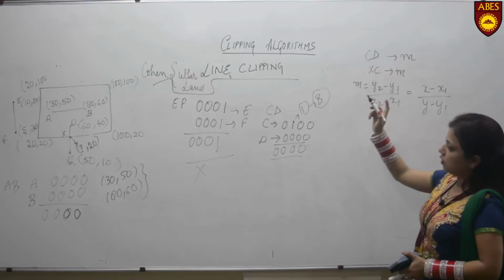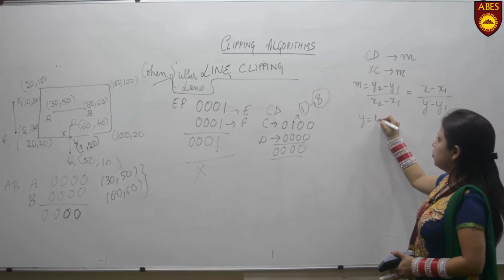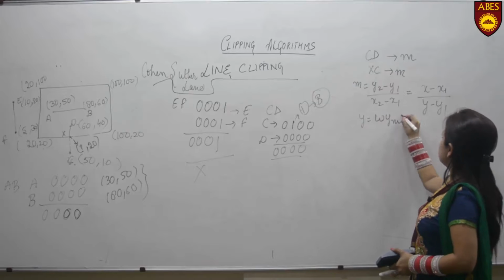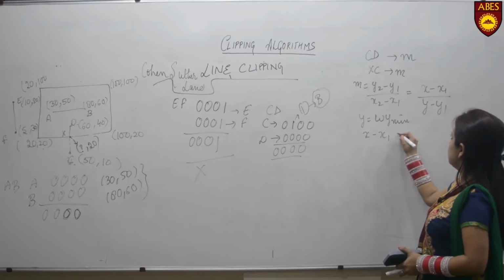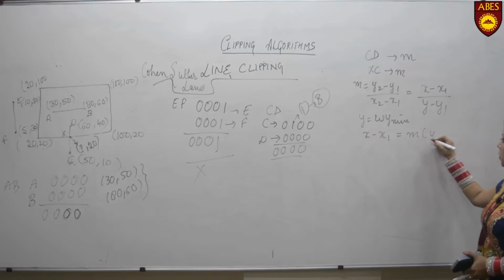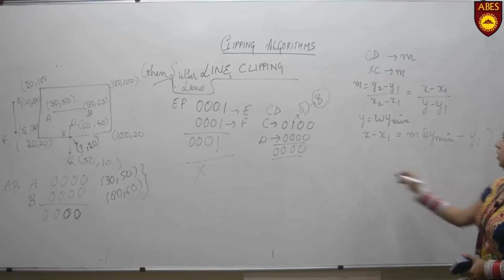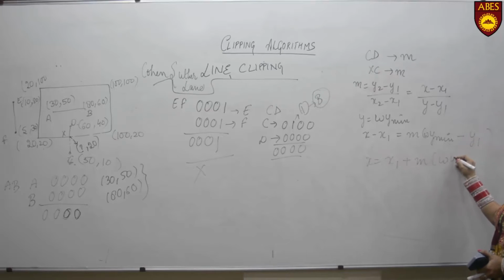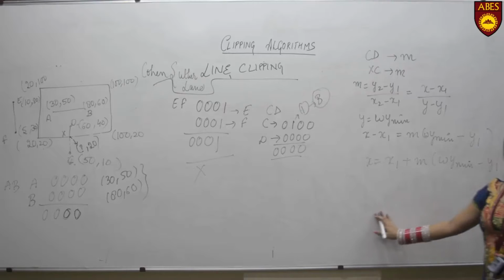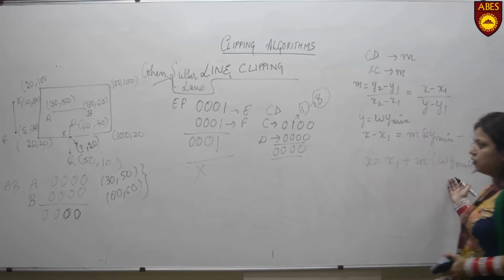Since you know this particular line is crossing the below boundary, the value of y would be equal to y minimum. So the formula turns out to be y minimum minus y1 would be equal to m into x minus x1, and x would be equal to x1 plus (y minimum minus y1) upon m. All the values are known, only a single value is unknown, that is your x value. So you can evaluate it with the help of this.